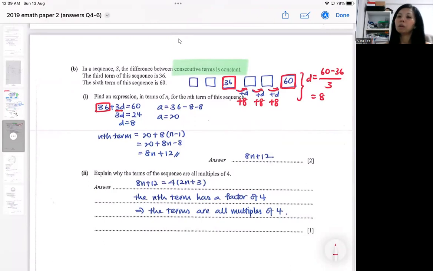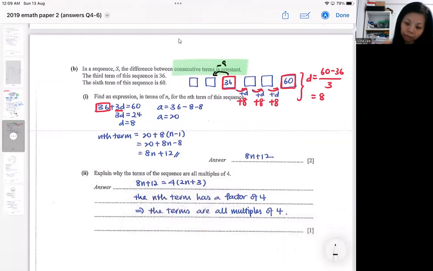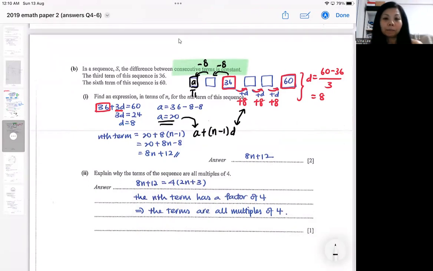Okay, so once you get the difference, you will need to backtrack to your first term, which is your A, which is your T1, so that you can use the common difference formula. So your A will be 20, your difference will be 8. And then you simplify it. Okay, so this one is a pure common difference question.